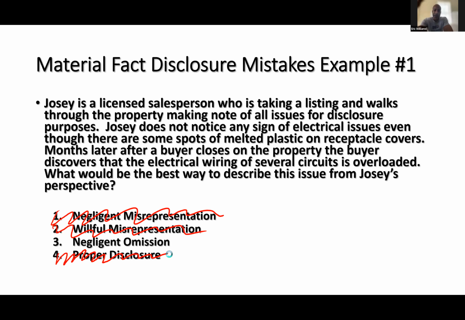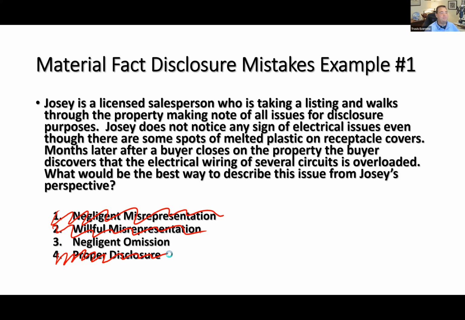I agree with this, and I thought 3 as well. But then I read the last sentence: what would be the best way to describe this issue from Josie's perspective? I got caught on Josie's perspective, because her perspective might have been, I did this correctly, which got me stuck on number 4. From the commission side of things and from the rules and laws, when they say from her perspective, they mean her actions. Nobody cares what she feels. We get where you're coming from.